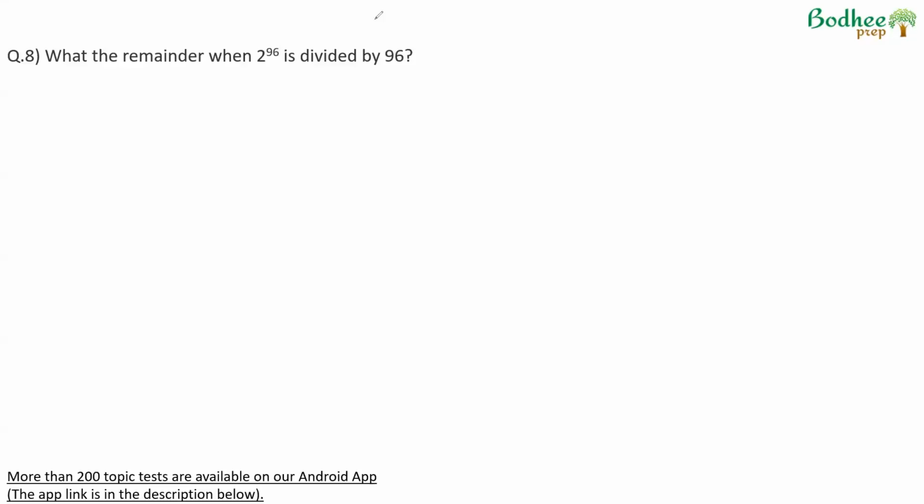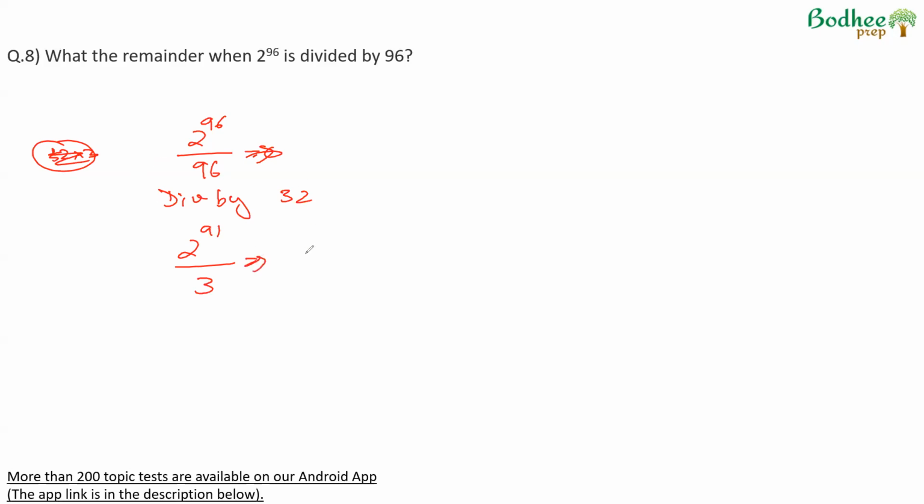What is the remainder when 2 raised to power 96 is divided by 96? We can use the Euler-Fermat method, but okay. I am dividing this by 96, which is 32 into 3. I am dividing this by 32. Whatever answer I get after this step, I'll multiply it by 32. The 32 is 2 raised to power 5 essentially. So here we'll get 2 raised to power 96 minus 5, 91, upon 3.